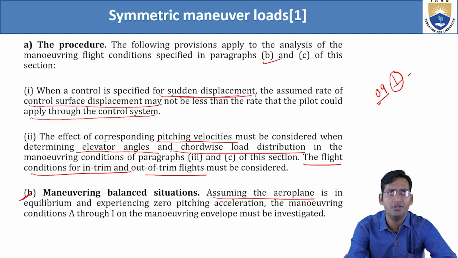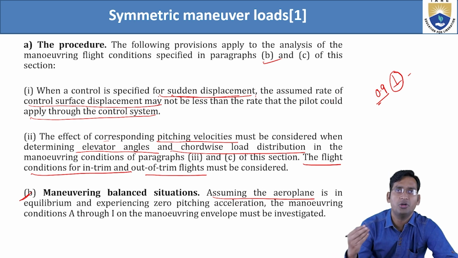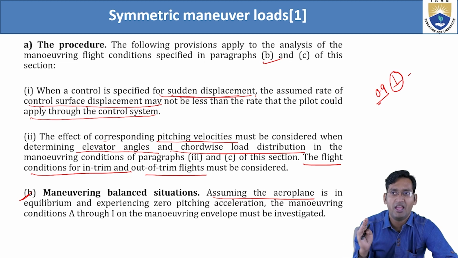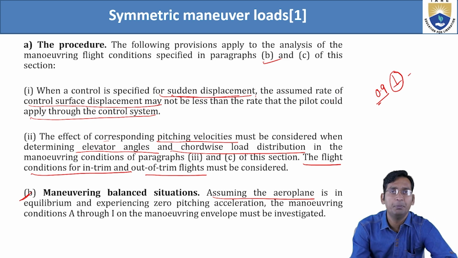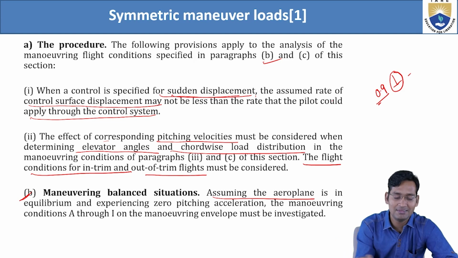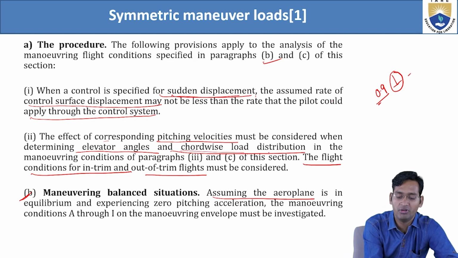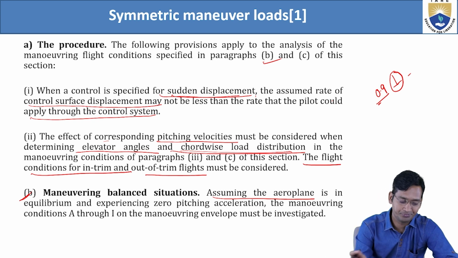Then that is the procedure. First, how to apply that? When the control surface is there, that should not be missed. The control surface displacement applied by the pilot should be considered. The next is that the corresponding pitching velocities must be considered when determining elevator angles. So for finding the elevator angle and chordwise load distribution, the pitching velocities must be considered.